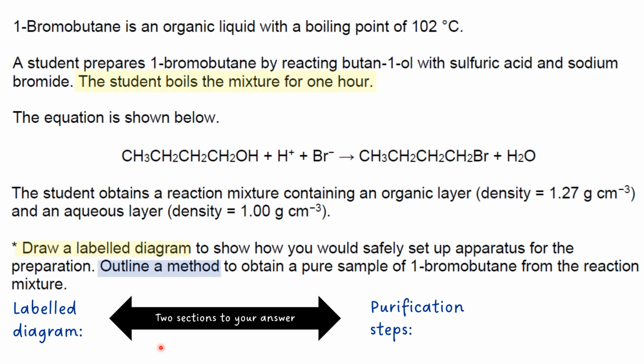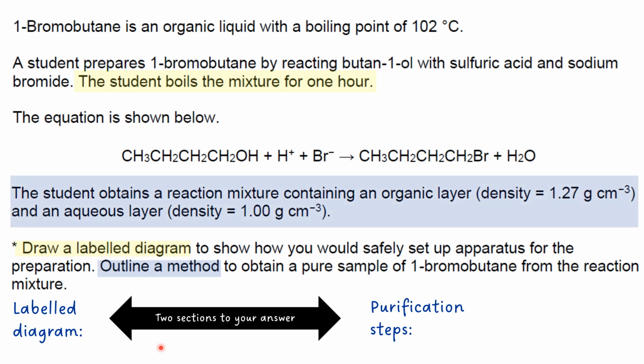So let's have a look at the information it gives us about the preparation stage. The student boils the mixture for 1 hour, so that allows us to think about whether it's reflux or distillation. The student also obtains a reaction mixture containing an organic layer and an aqueous layer, and they have differing densities. So the one that has higher density is going to sink, and the one that has lower density is going to float.